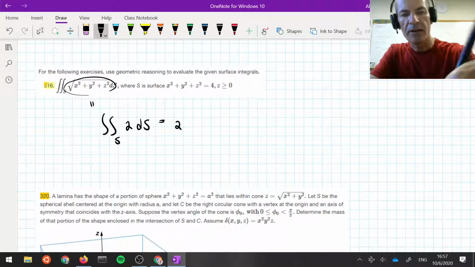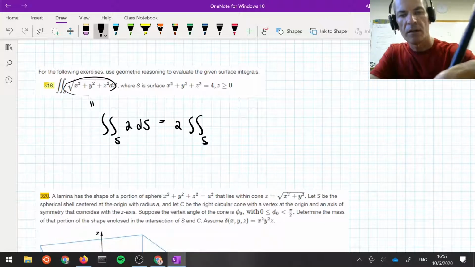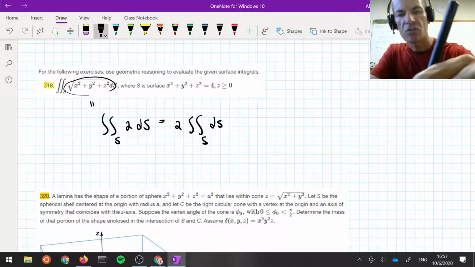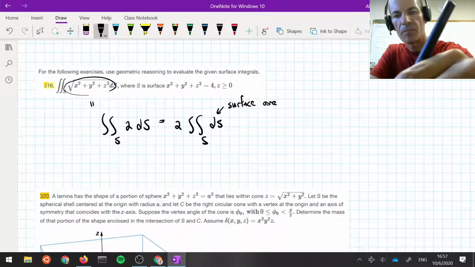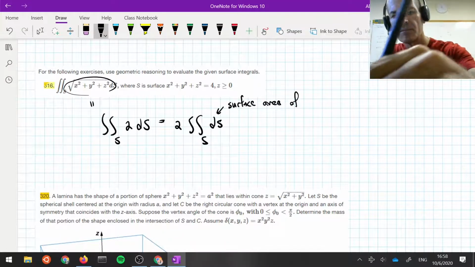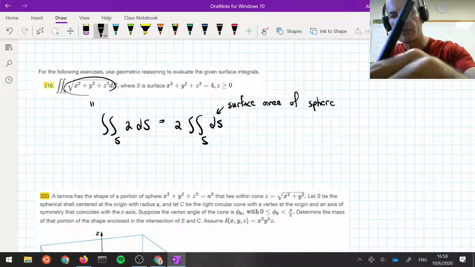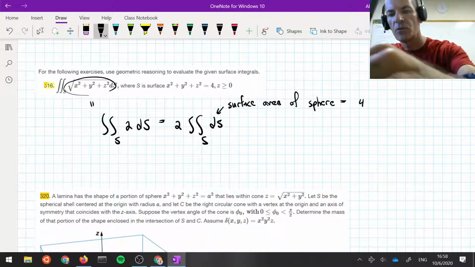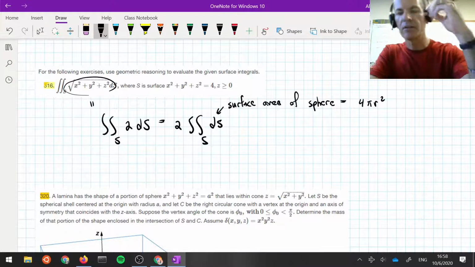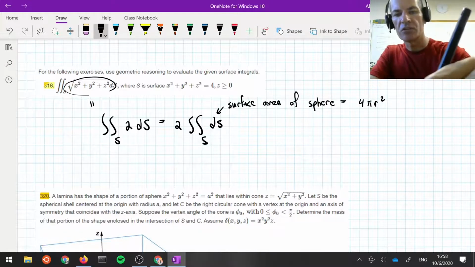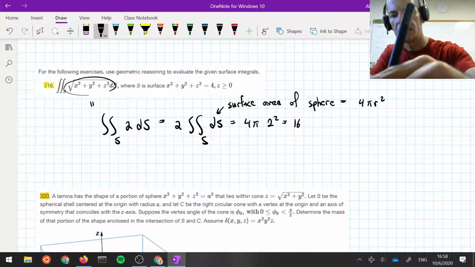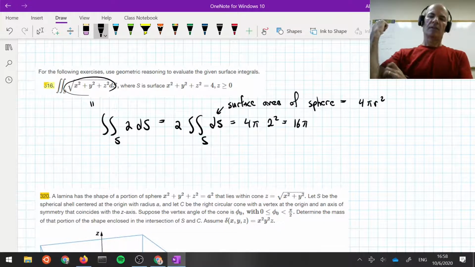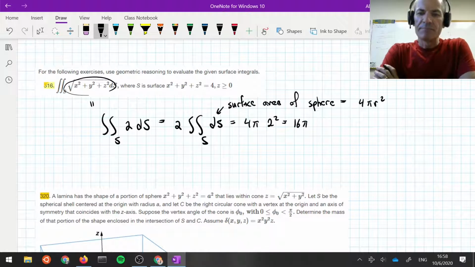The 2 can come out, and now we have the integral of dS, and that just is the surface area of the sphere. And we actually have a formula for the surface area of a sphere. It's 4 pi r squared, where r is the radius. In this case, the radius is 2. So 16 pi is the answer, and we didn't have to lift a finger. We just did a little bit of geometric reasoning.